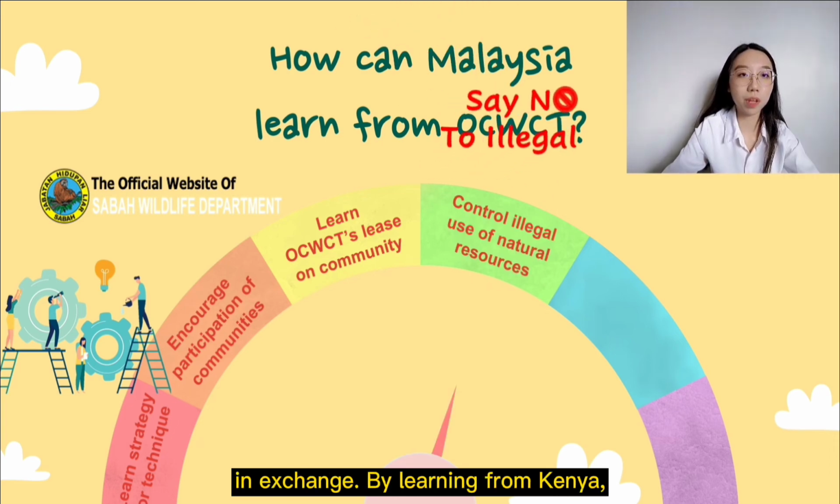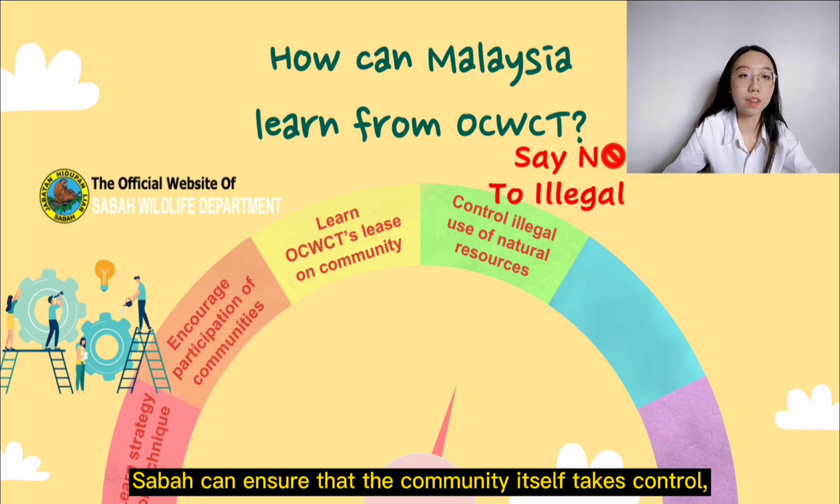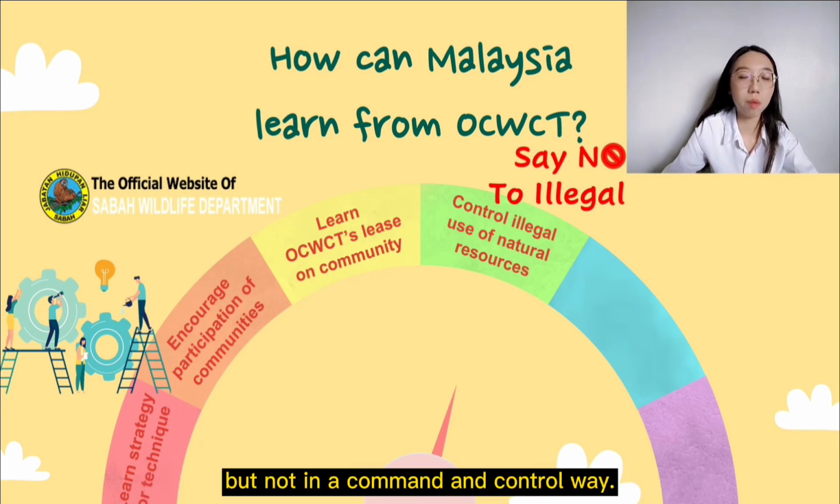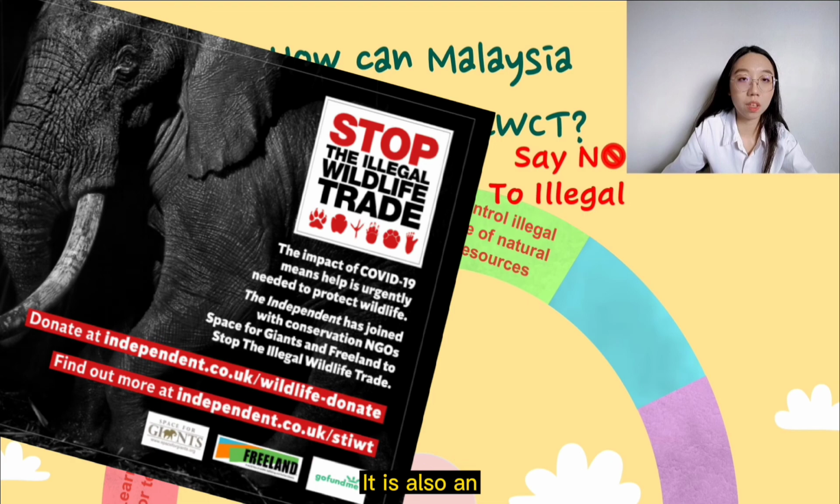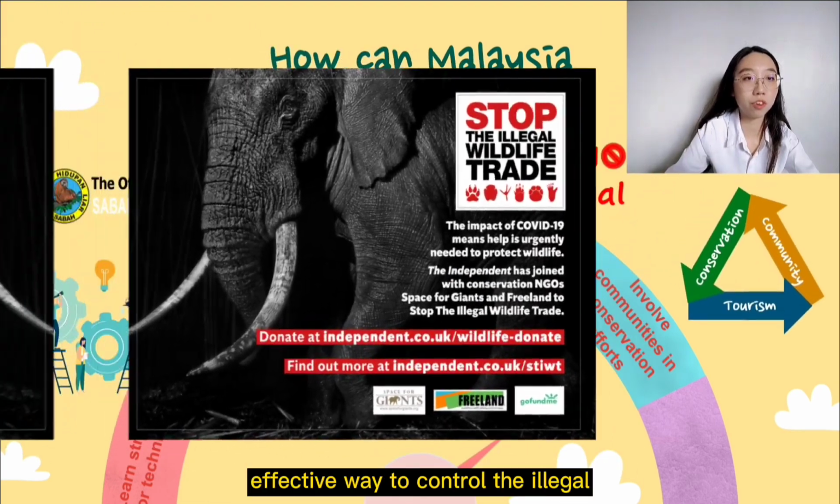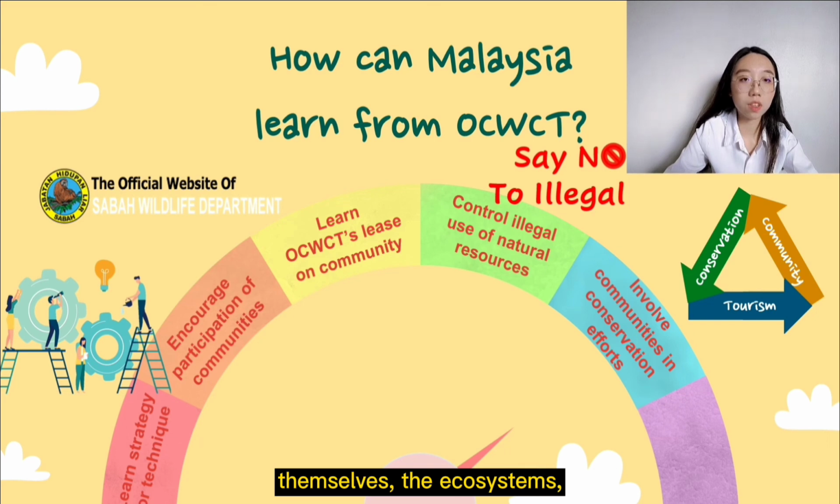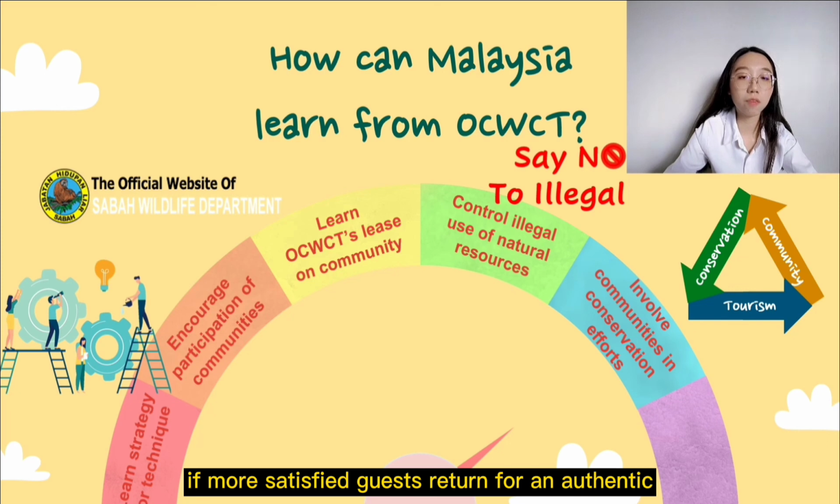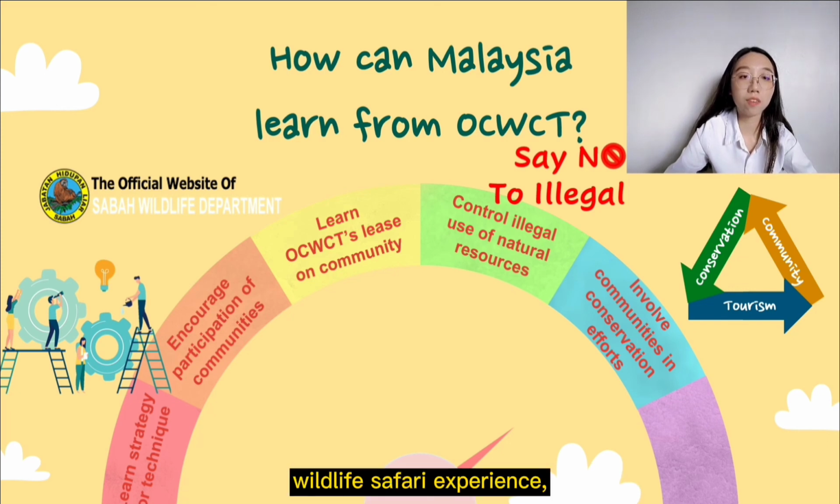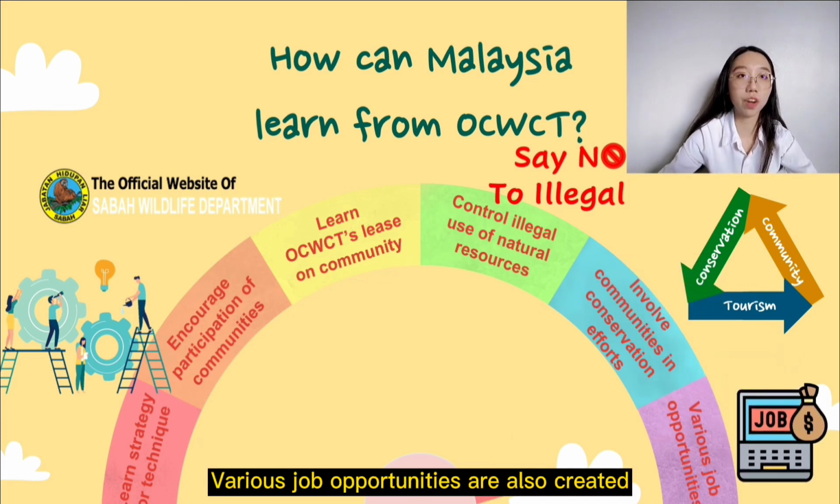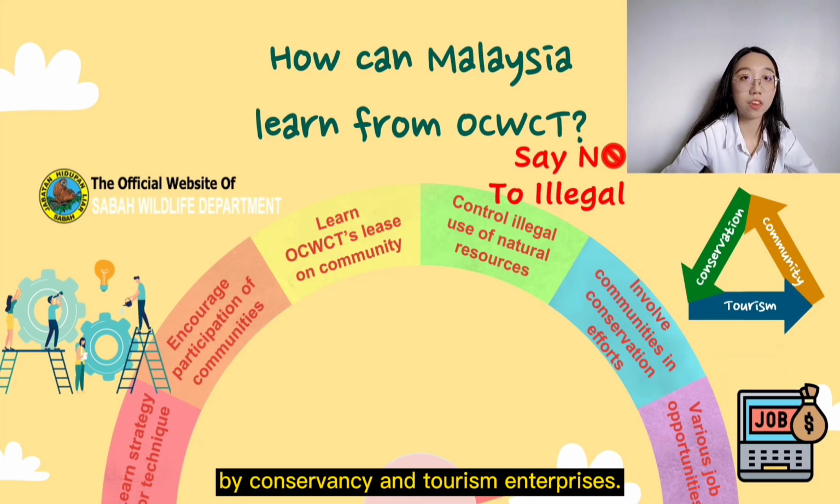By learning from Kenya, Sabah can ensure that the community itself takes control, but not in a command and control way. It is also an effective way to control the illegal use of natural resources and to involve the community in conservation efforts. This conservation work also benefits the community themselves, the ecosystem, wildlife, and also the tourism industry. In other words, if more certified guests return for an authentic wildlife safari experience, the community's income is raised. Various job opportunities are also created by conservancy and tourism enterprises.